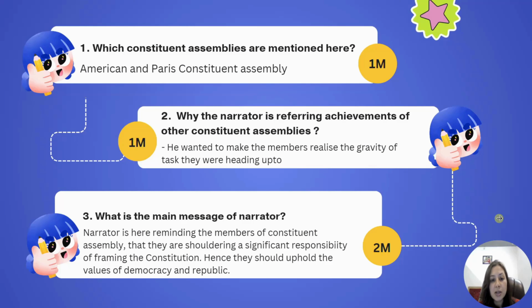Why is the narrator referring to the achievements of other constituent assemblies? He wanted to make the members realize the gravity of the task they are heading up to. That means we need to be very careful. The members of the assembly need to be very careful as they are working upon the destiny of the country. And they must go through the history of the world so that they can have better experience and they can take the best decisions for the nation.